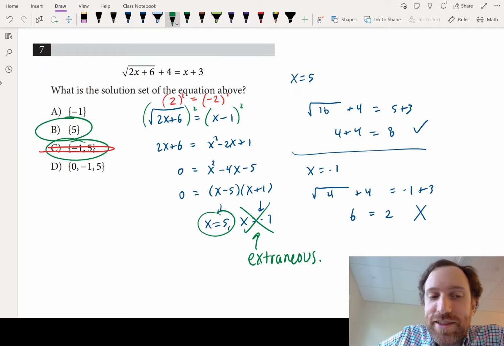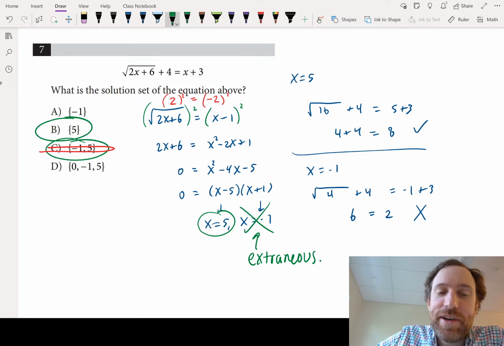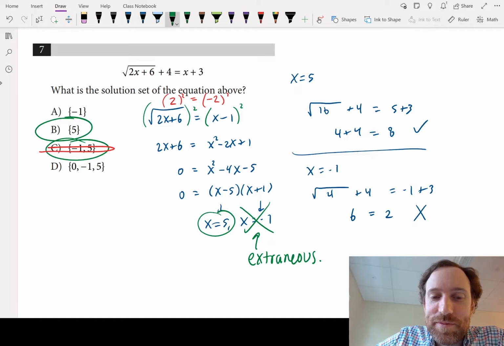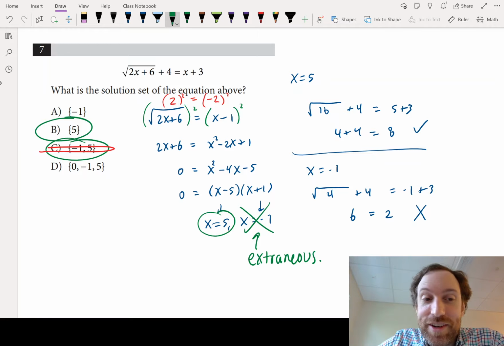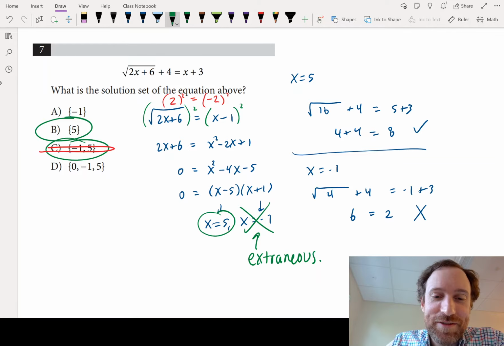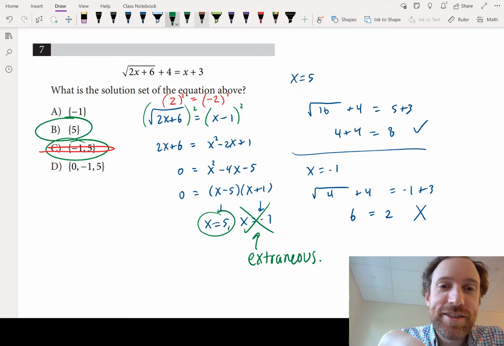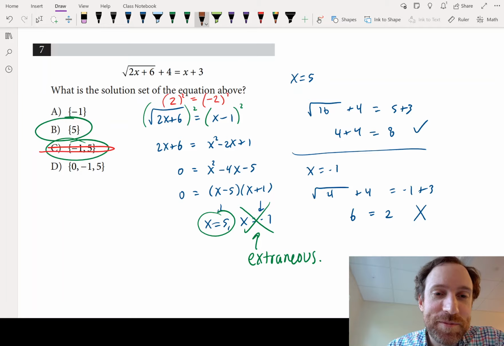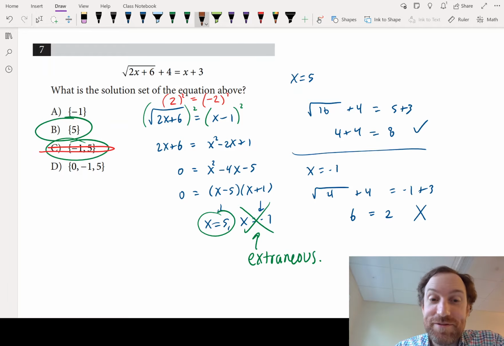Now there is a totally different way to solve this problem. Can anyone see what it is? I sure hope you can, because I've talked about this enough times. That is, you can just plug in numbers. What numbers would you plug in?